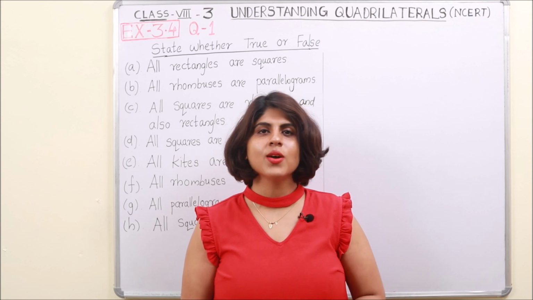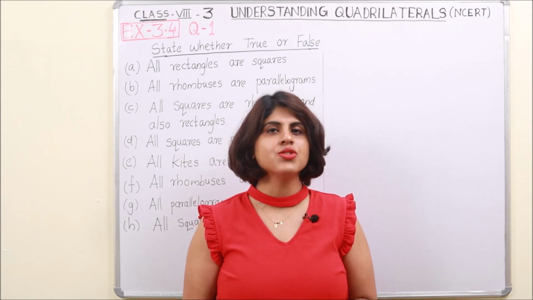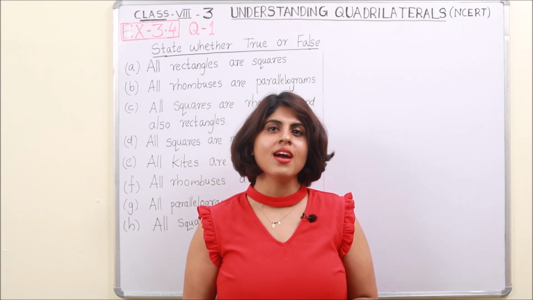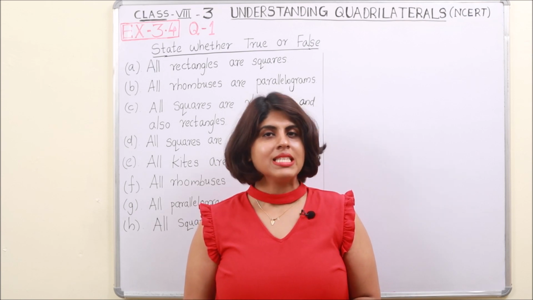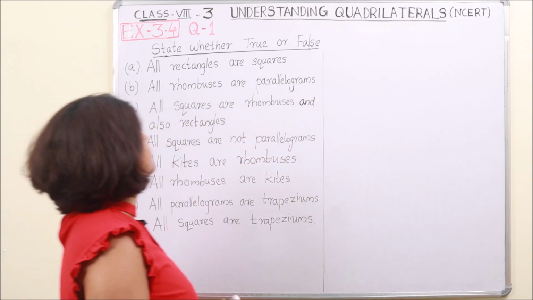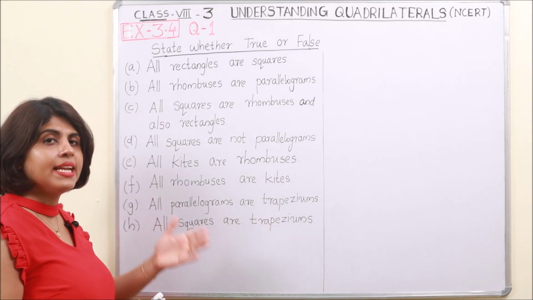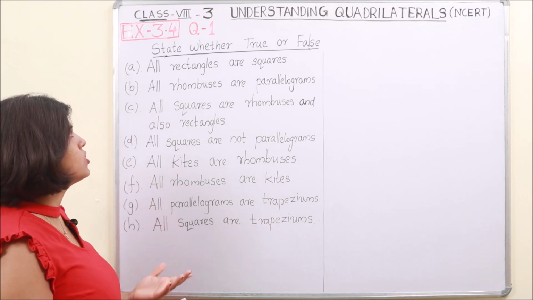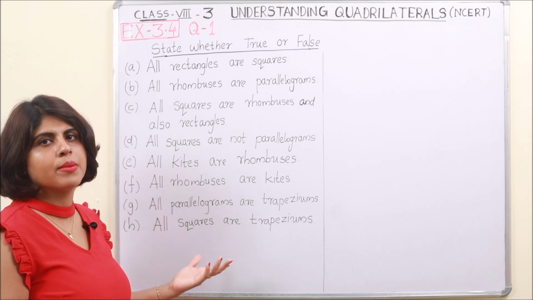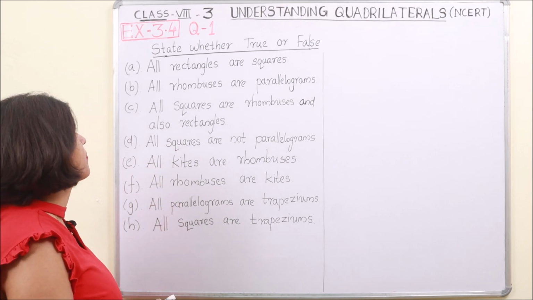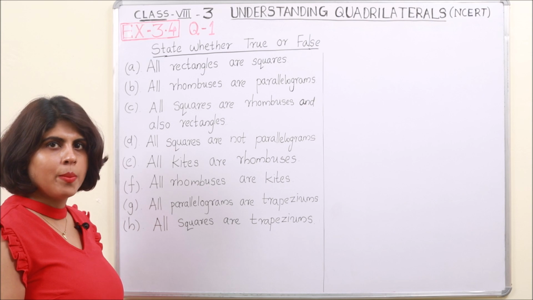In this session we are going to solve exercise 3.4 of chapter 3, Understanding Quadrilaterals. We will see the first question. State whether true or false. In total there are 8 statements. So we have to state whether these statements are true or false. So we will see one by one.